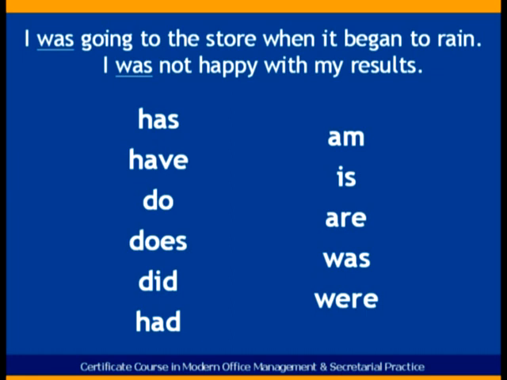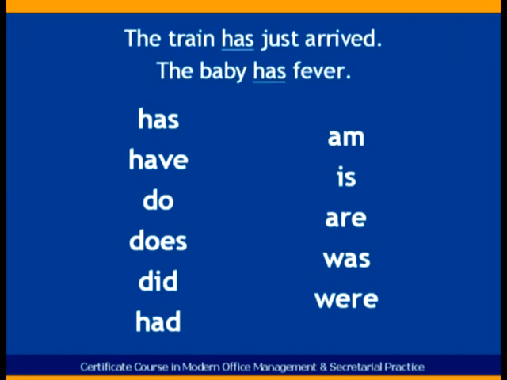I was not happy with my results. In this sentence, the auxiliary was does not help another verb. Instead, it acts as a verb and stands by itself. From this sentence onwards, you will work with a partner to identify whether the auxiliaries in each sentence help a verb or act as a verb by itself.